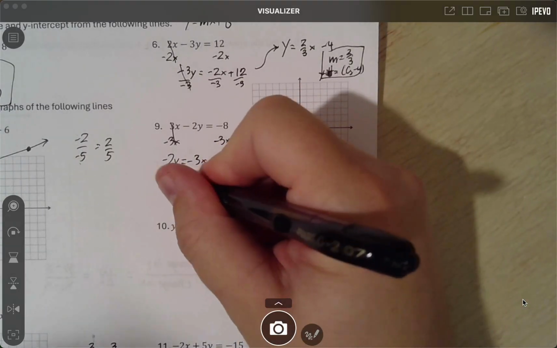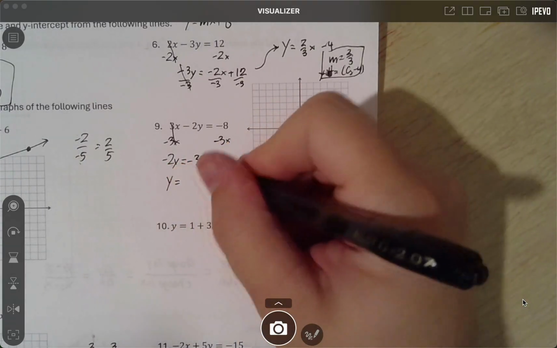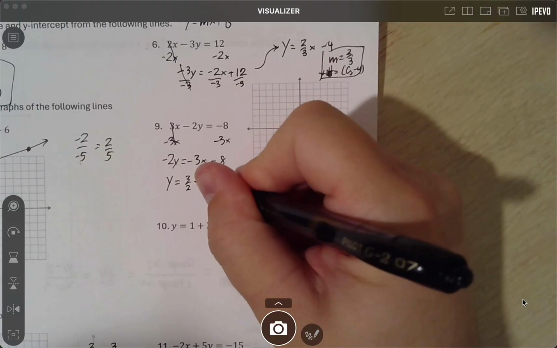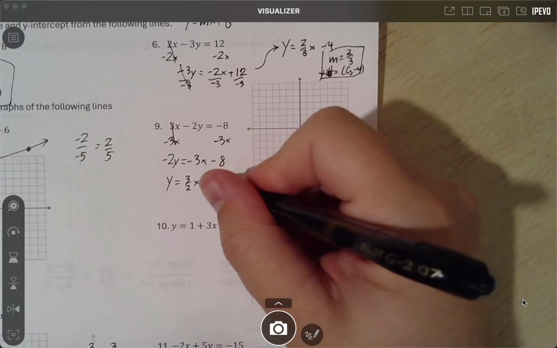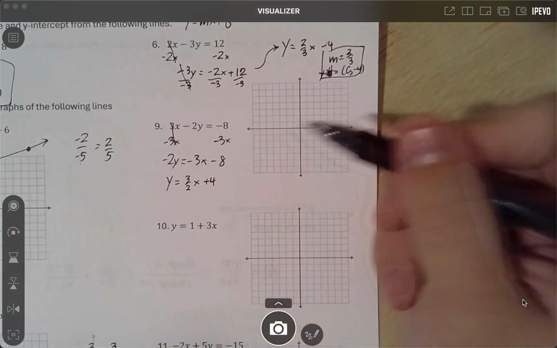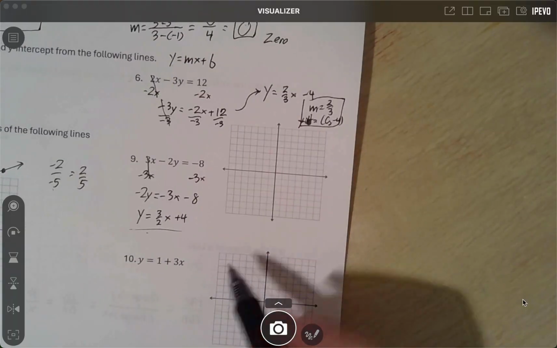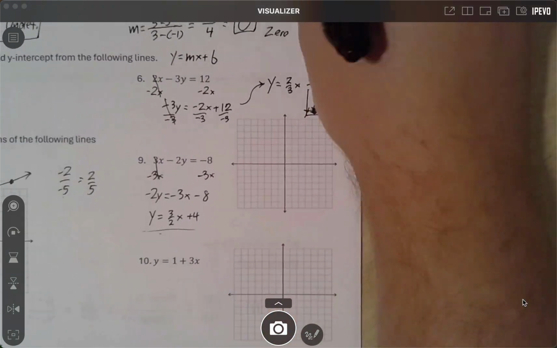I then need to divide -2. Again, if I divide -2, just working that out in my head, -3 over -2 is positive 3/2. -8 over -2 ends up being positive 4. So there's my simplified equation. Let's graph that now, though, and we'll go a little bit quicker.